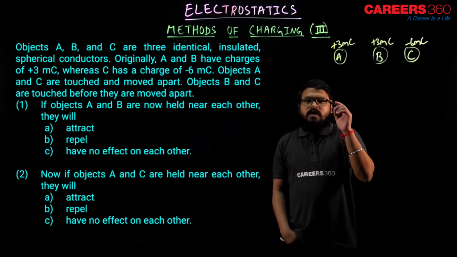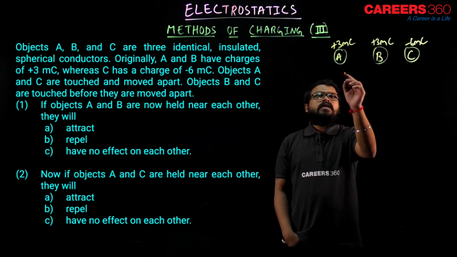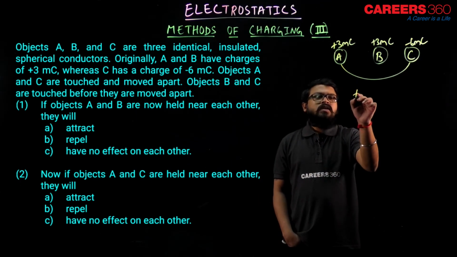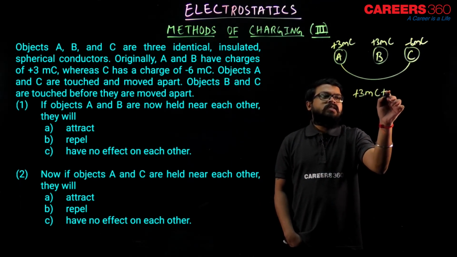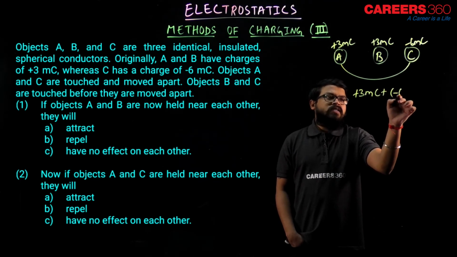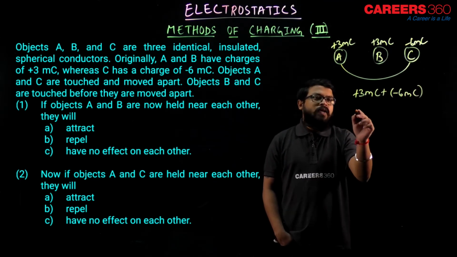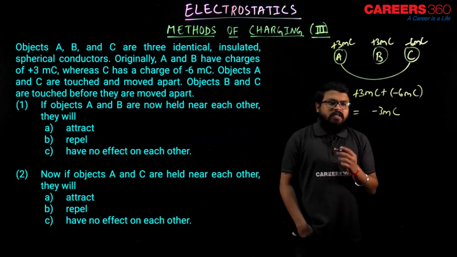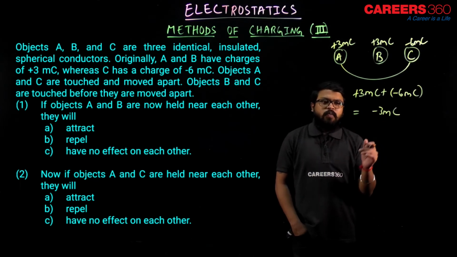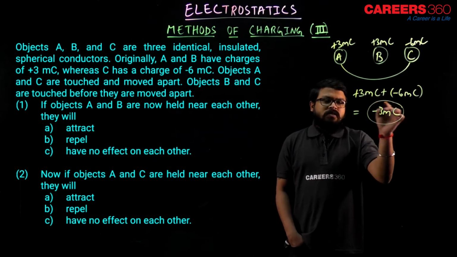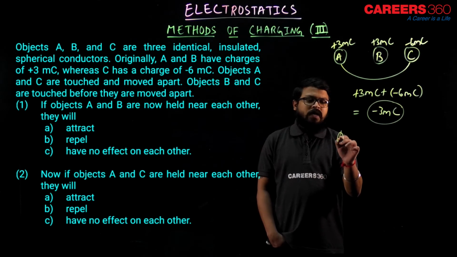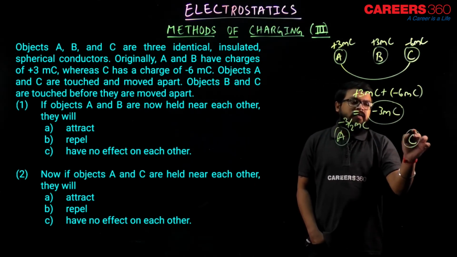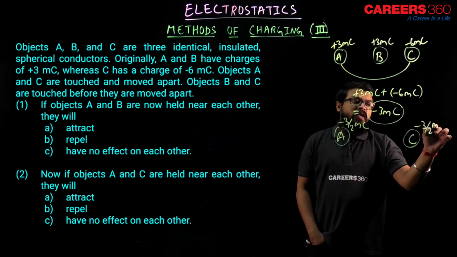So let's see. A and C are touched. If A and C are touched, what is the total charge? Plus 3 millicoulomb plus minus 6 millicoulomb. So what do we have? Minus 3 millicoulomb, isn't it? Now minus 3 millicoulomb is the total charge. Now again they are separated. When they separate, this charge will be divided into 2. So now A will have minus 3 by 2 millicoulomb and C will have minus 3 by 2 millicoulomb.